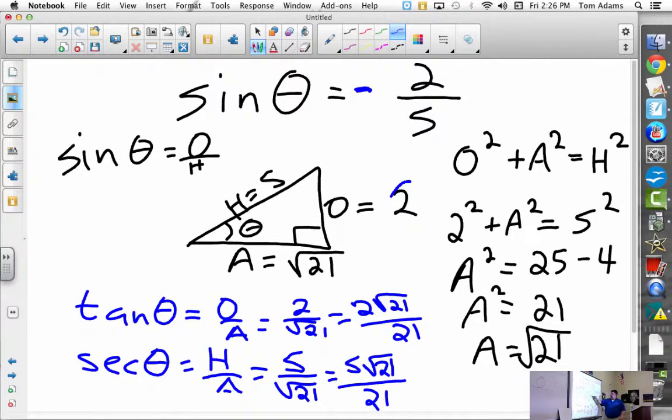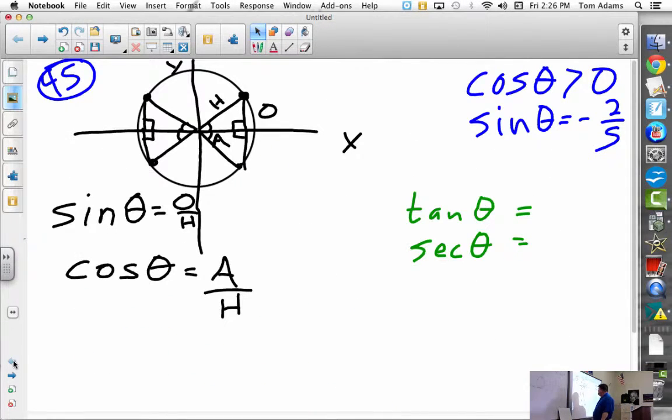Either the 2 or the 5 have to be negative. So now we've got to go back and look at this unit circle. I'm almost done. They give us a clue: cosine is positive, sine is negative. In one of the quadrants, cosine is positive but sine is negative. Once I figure out what quadrant that is, that's how I'll know what the triangle is.